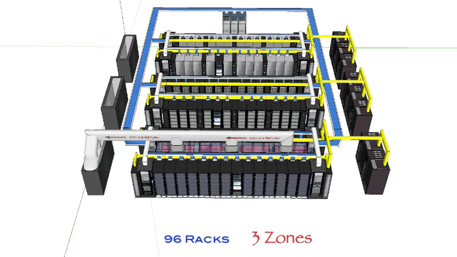What we've structured here is a 96 rack 3-zone data center which accommodates different levels of availability, different levels of electrical efficiency, and different levels of density for each of the 3 distinct zones. So we'll call these out one by one.